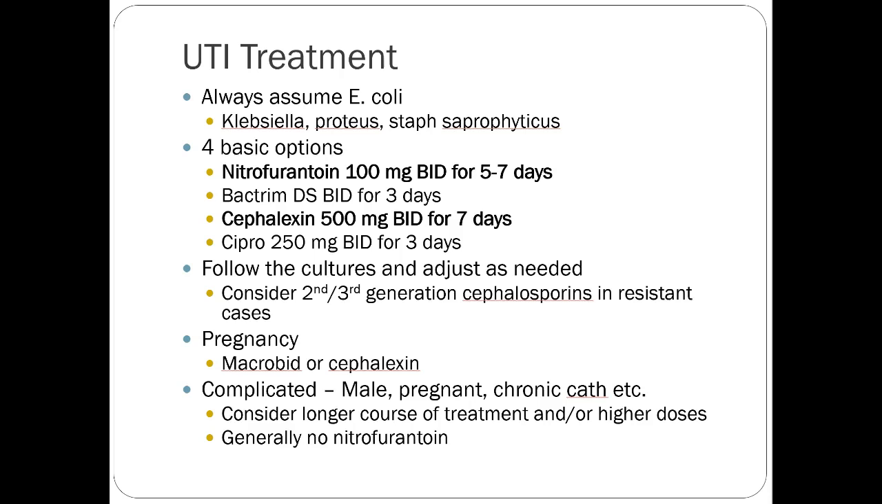Complicated UTIs usually would be a pregnant patient, a male patient, chronic catheterization, those types of things. The reason males are a little bit different is it's difficult diagnostically to rule out prostatitis at the same time as a simple UTI. And unfortunately, drugs like nitrofurantoin don't really do anything to the prostate gland. So that would be a person with a complicated UTI. We usually rule out nitrofurantoin for the most part, just because it's a little bit more advanced anatomy, whether they're male or chronic cath or whatever. But usually you're looking at a longer treatment course and higher doses as well.